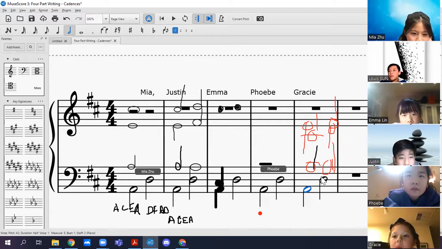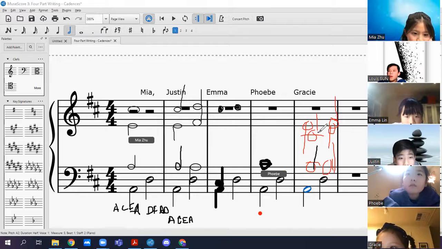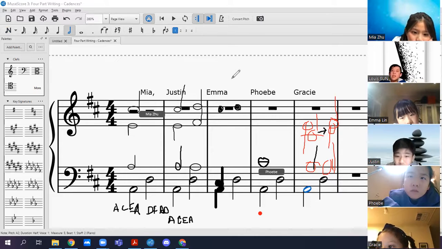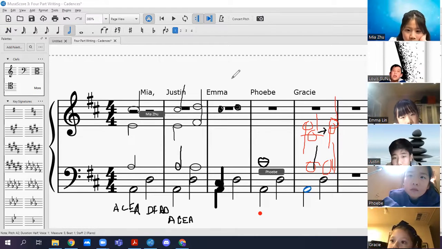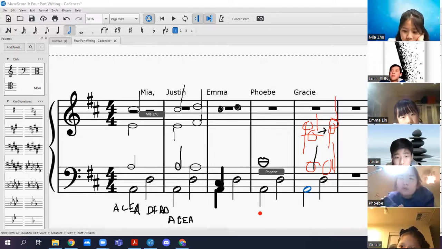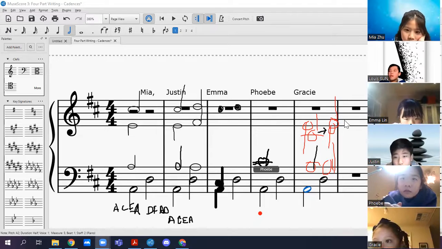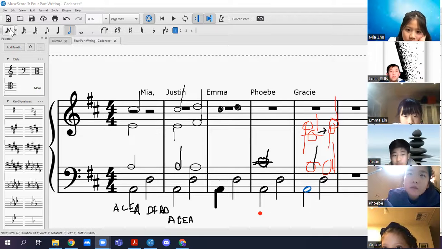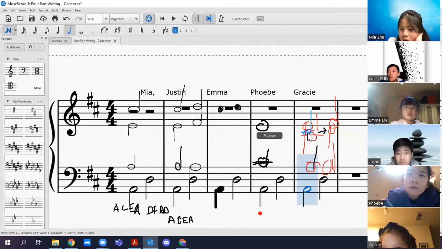Gracie, that is very good. The only very small problem with that is that the leading note to tonic is in the alto, which is a little less convincing than if it were to be in the soprano. So I'll share my sound and play Gracie's, everyone. So everyone stop working and listen to Gracie's.